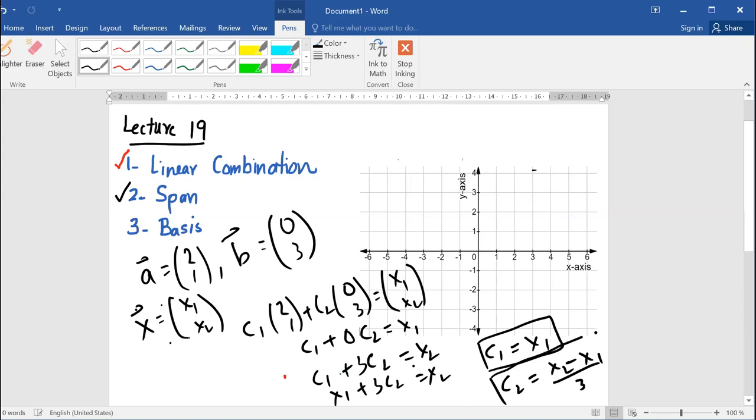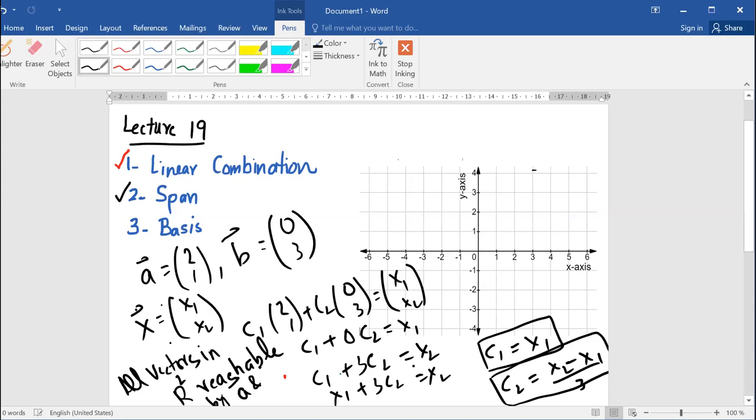So now here it is. This is the one that I'm looking for. Here you can see very clearly that I can find c1 and c2. So given any arbitrary two-dimensional vector, it is reachable by these two, A and B. So all vectors in R square are reachable by A and B. They all are reachable. That's very important. We can access them by an appropriate linear combination, by an appropriate choice of c1 and c2.